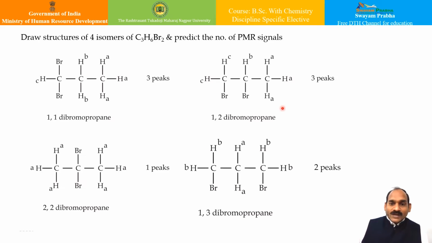Whereas for 1,2-dibromopropane, there will be A kind of protons, B kind of protons, and these are the C kind of protons. So there will also be 3 peaks. Likewise, for 2,2-dibromopropane, you will get only 1 peak, because the environment is going to remain the same everywhere. And for 1,3-dibromopropane, you will get 2 peaks, because all the protons will differentiate into 2 different environments.